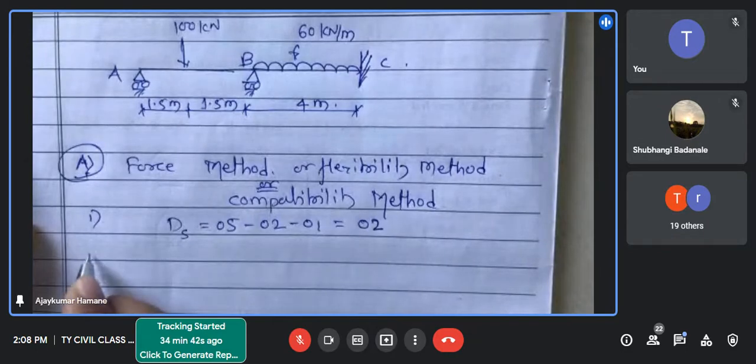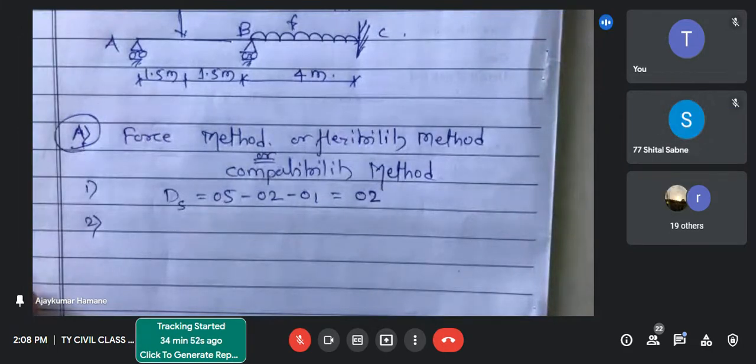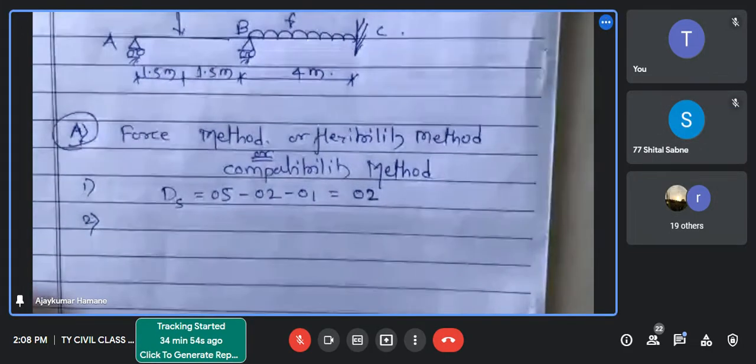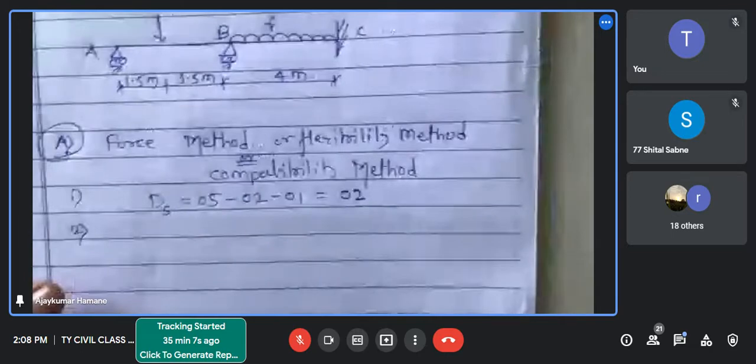Now what is the second step after finding the static indeterminacy, that is the degree of redundancy? What is the second step in the force method? Choose the redundants. And what is the third step? Assign the coordinates to the redundants. So we'll choose the redundants and assign the coordinates to them.